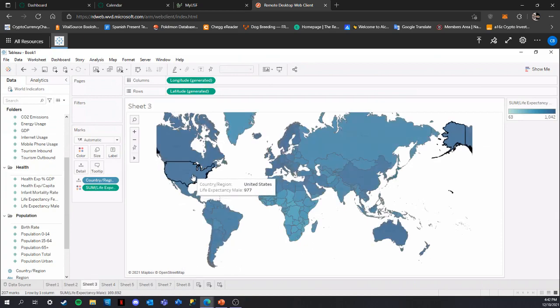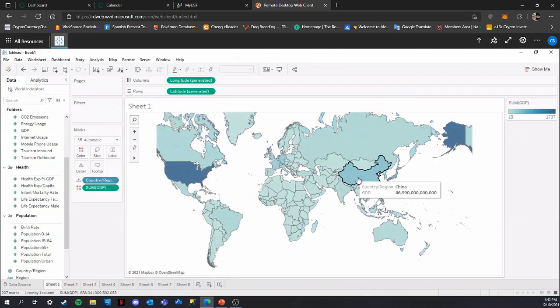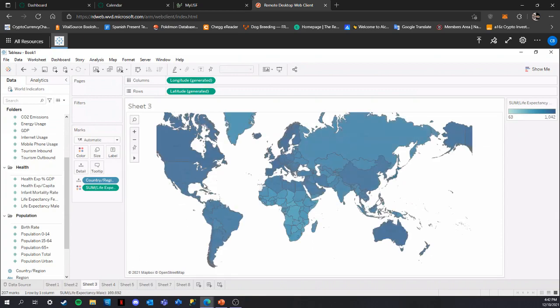And sheet 3 is life expectancy. And you can also see life expectancy is directly correlated with GDP levels. If you hover over it, and then I go back to sheet 1 to see again. This is male life expectancy, by the way.